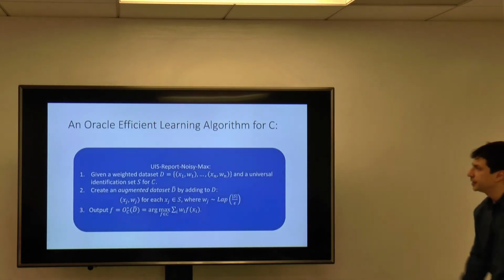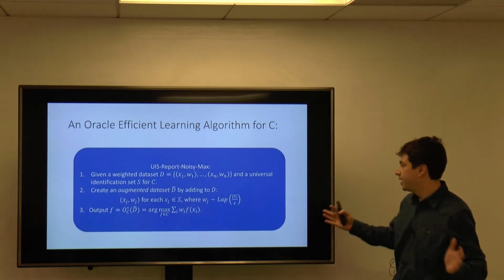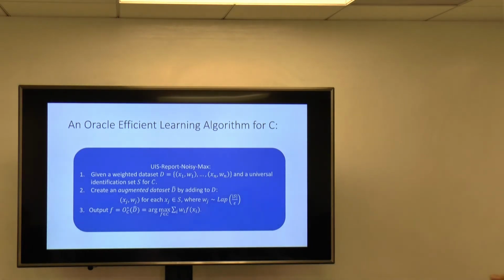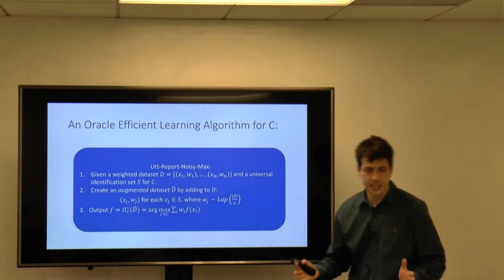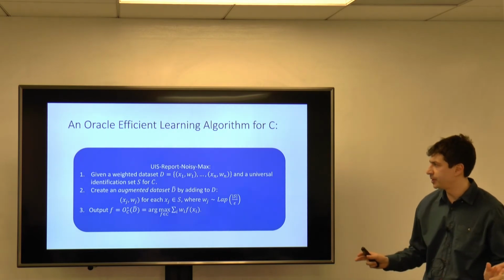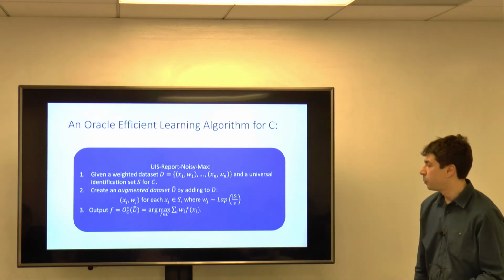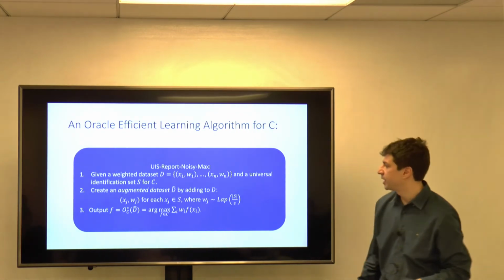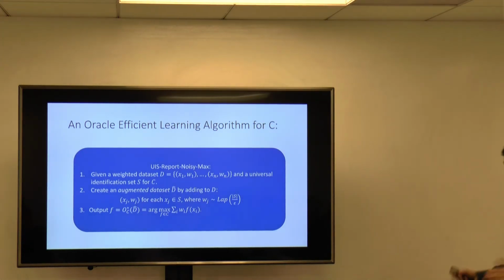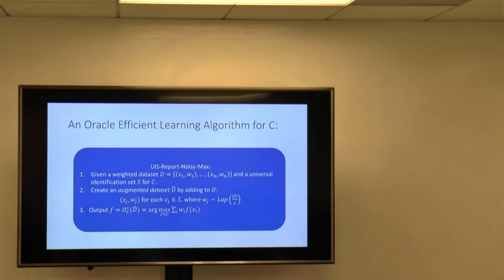Okay, so here's the oracle efficient learning algorithm. We're given a weighted data set, say. We're going to construct an augmented data set as follows. We just take the data set we were given. Now we're going to add to it m new elements, one for every element of our universal identification set. Each one, there'll be one for each element of the universal identification set, and the weight that we will add to that element will be drawn from a Laplace distribution with standard deviation on the order of the size of the identification set over epsilon.